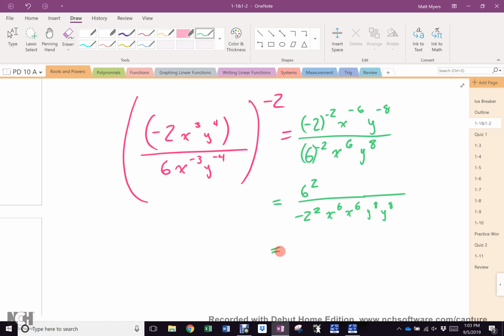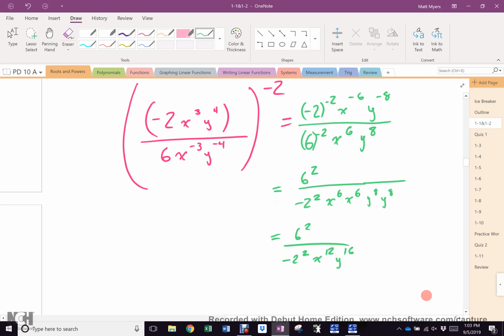Vicky, yeah! Collect like terms. So 6 squared over negative 2 squared. X to the 12, y to the 16. Excellent. And tag, who's finishing? Come on, all the work's been done. Jordy, step in to finish.